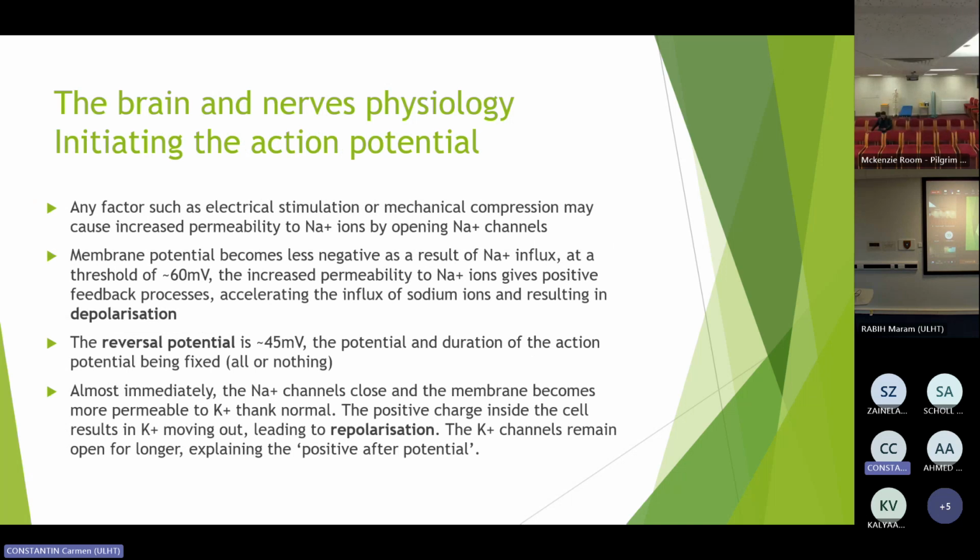What I want to mention here is how depolarization happens. The membrane potential becomes less negative as a result of sodium influx into the cell, at a threshold of around negative 60 millivolts. This accelerates the influx of sodium ions, and we have the depolarization. The reversal potential is at around 45 millivolts. The amplitude and duration of the action potential are fixed.